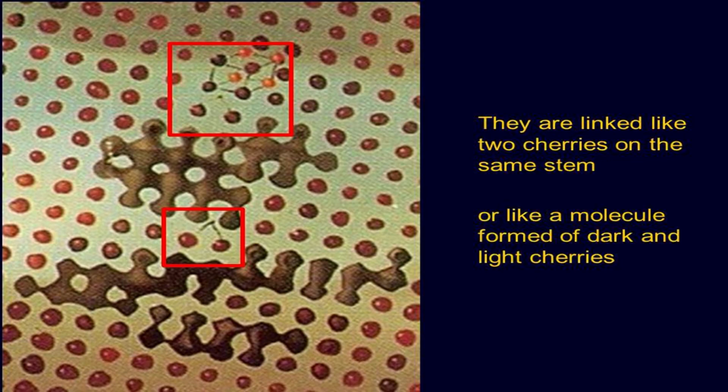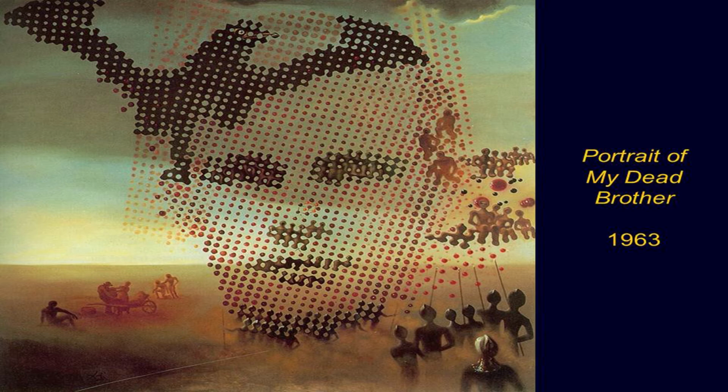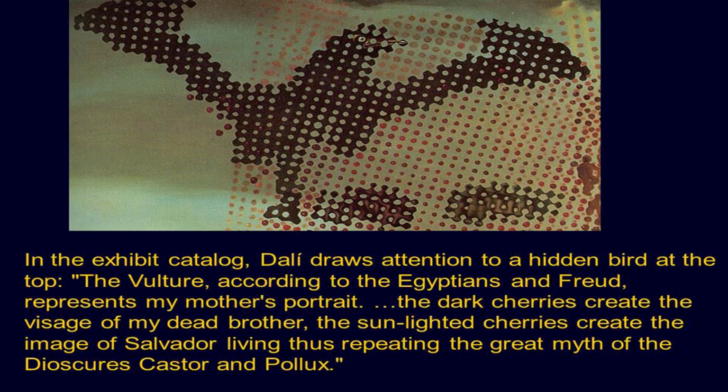Dali does have this interesting connection between himself and his brother, seen like two cherries that are connected by one stem, or this nuclear cube where the dark cherries represent the dead brother, the light cherries represent Salvador, the living brother. So he does this very complicated painting, and he also contains a double image in it where there's a large image of a black raven. You can see the eye and the beak there.